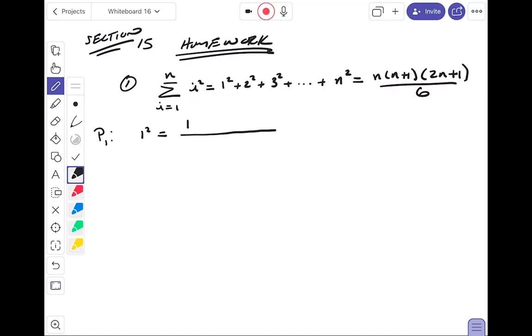So 1 times, well, 1 plus 1 is 2, and then 2 plus 1 is 3, over 6. And certainly 1 squared does equal 1, right? So this is 1, and 1 squared is 1. Again, 2 times 3 times 1 is 6, over 6. That looks good. Worked out well. Now what do we do? We write down Pk. Write this over here.